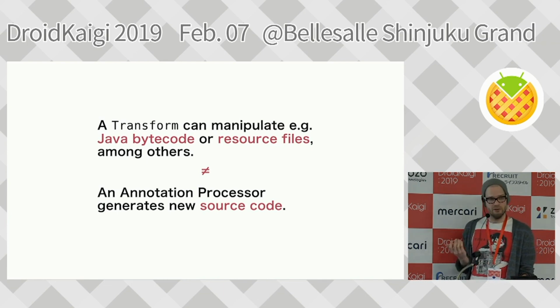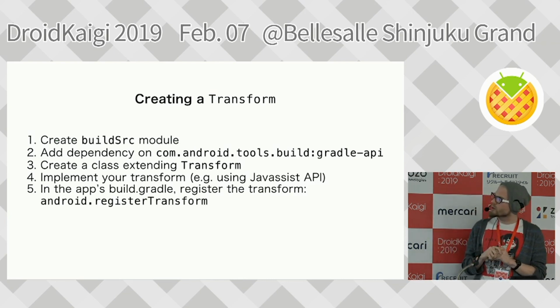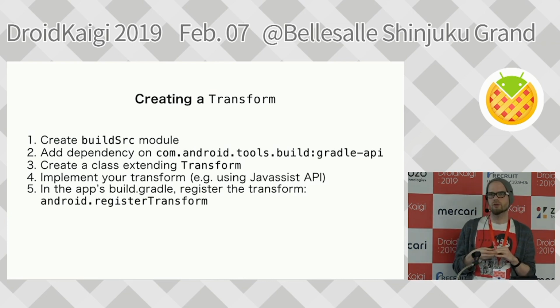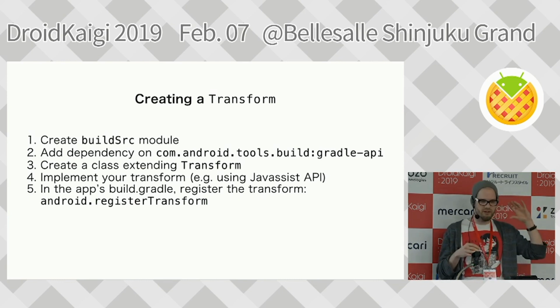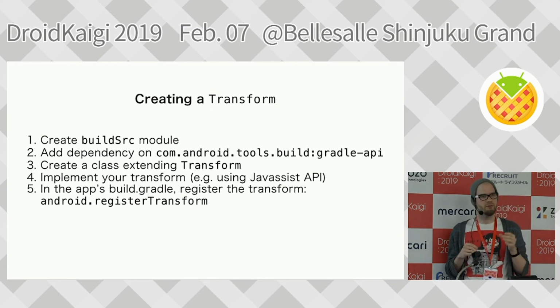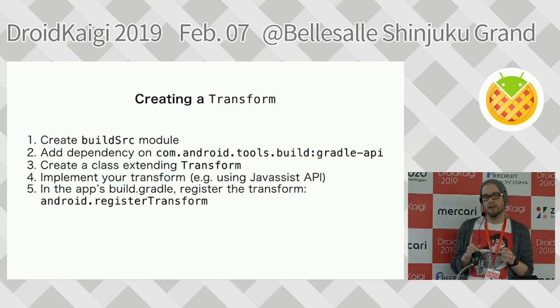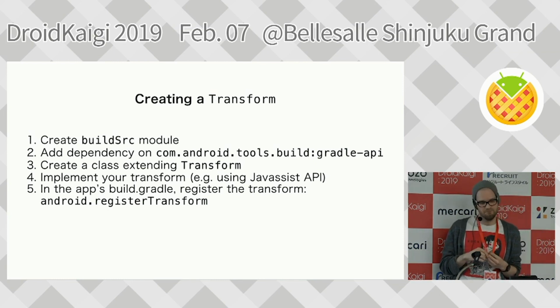Now, how do you create a transform? There's a few steps. We're going to go with a local module inside your project, so you can save yourselves the dependency and you don't need a repository where you publish something to. We're going to use the buildSrc module, which is a special kind of project in your project which can host build logic. So you create that, and then in there you add a dependency on this artifact here, com.android.tools.build, and then gradle API is the name of the artifact. And then you have access to the transform API.